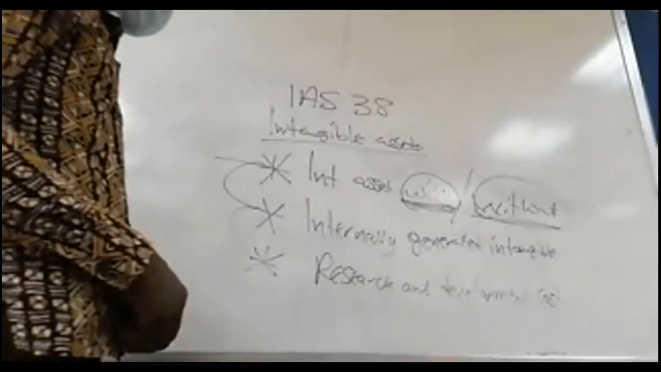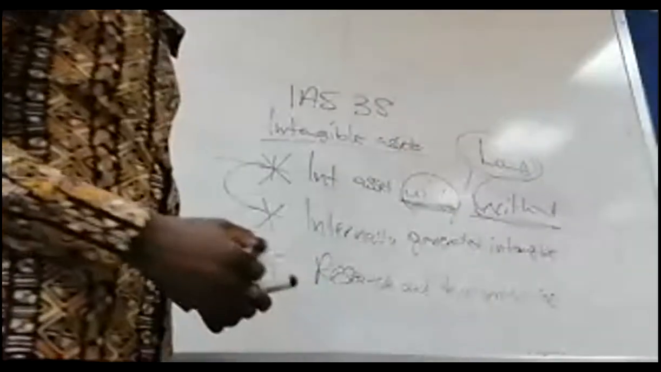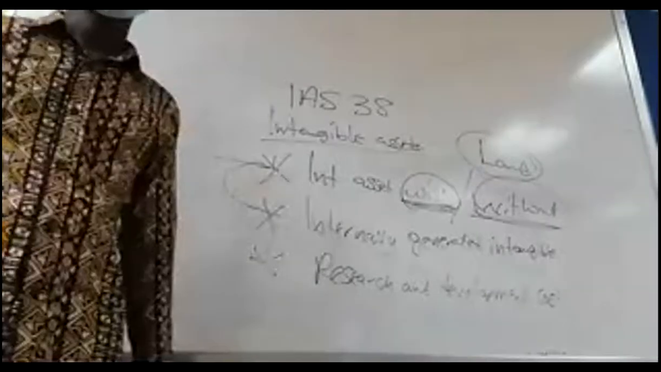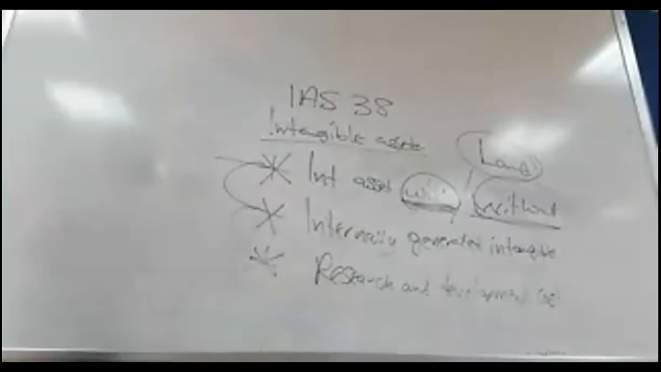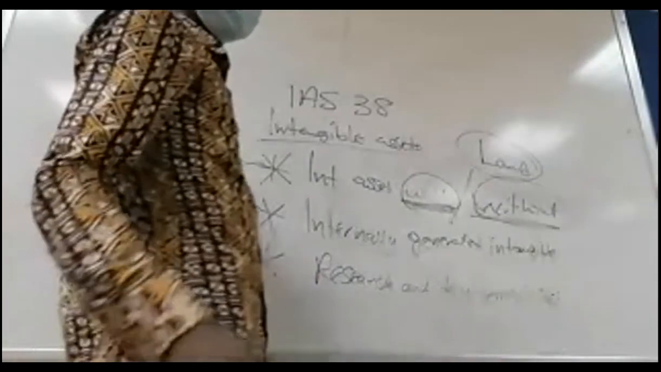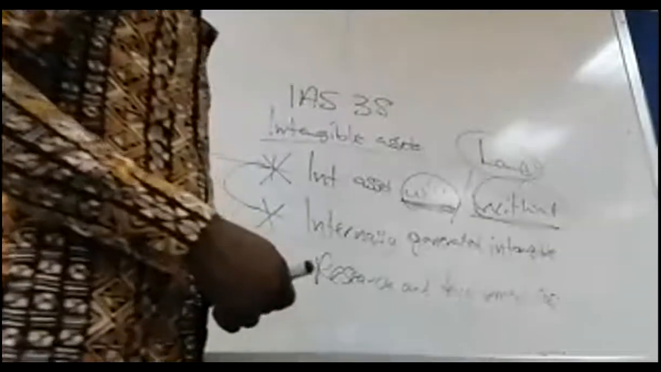In fact, in financial reporting, if an asset does not have a definite life, we don't depreciate that asset. So in financial reporting, any asset that does not have a useful life, we don't depreciate it. A critical example is land, freehold land. Who can tell us the useful life of land? No, it's forever.